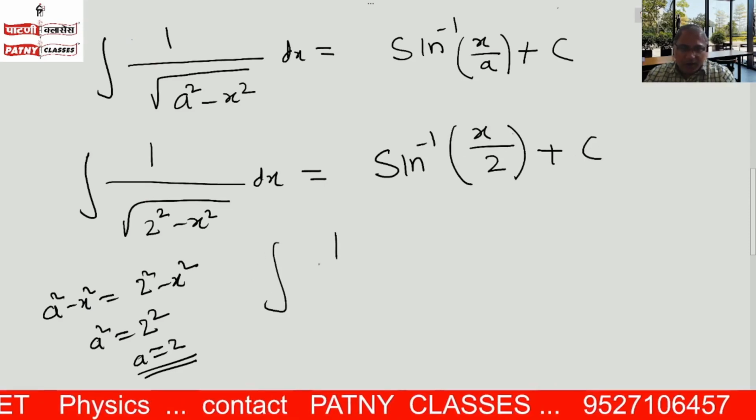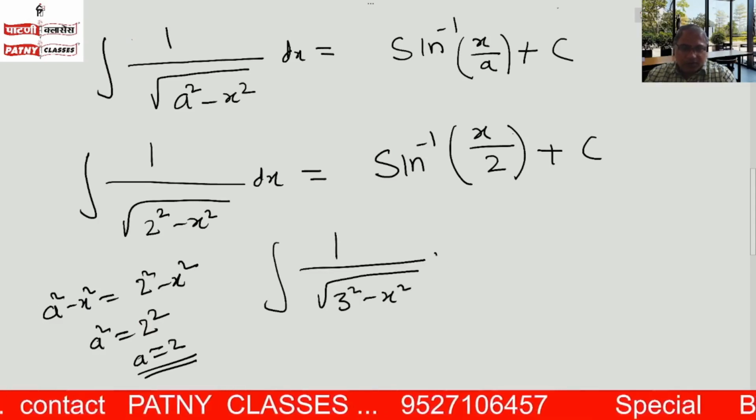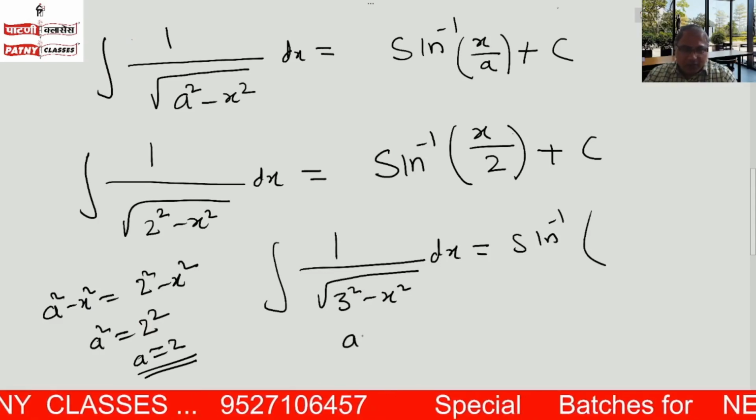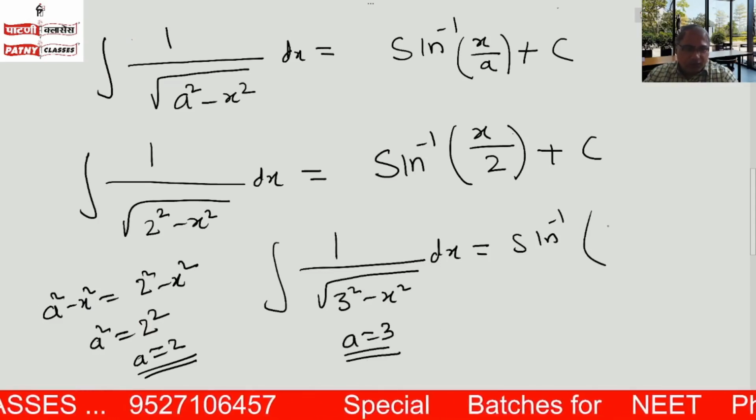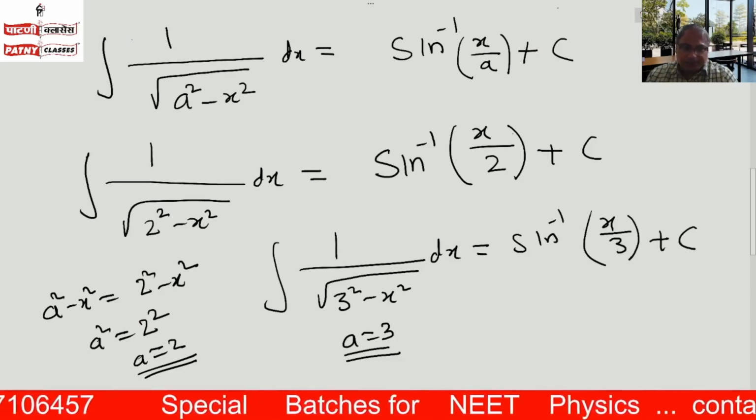Similarly, 1 upon under root of 3 square minus x square with respect to x equals sine inverse. What is the value of a? a equals 3, therefore sine inverse x upon a, that is x upon 3 plus c.